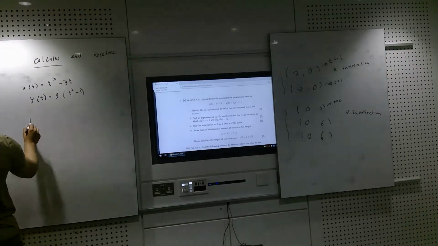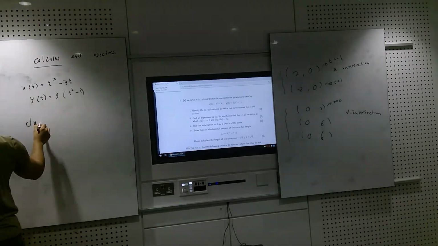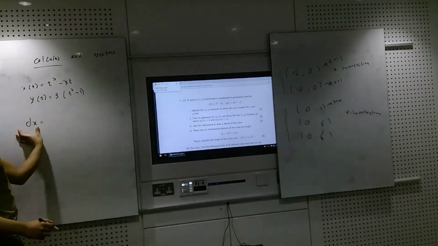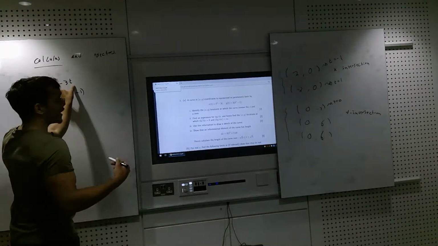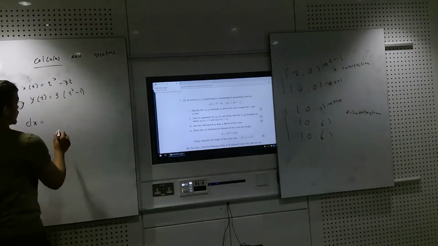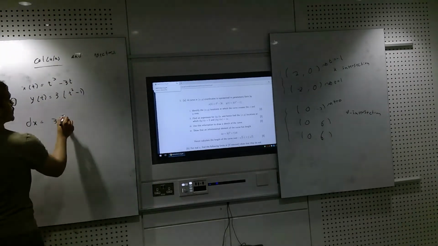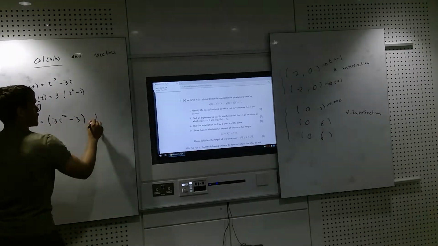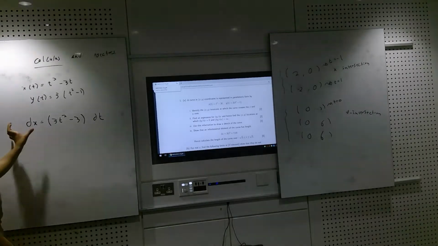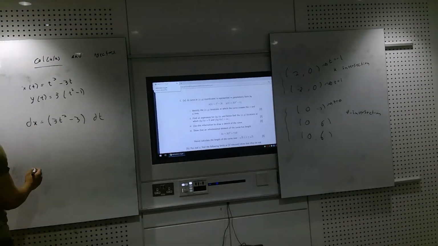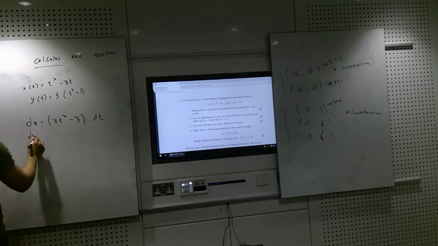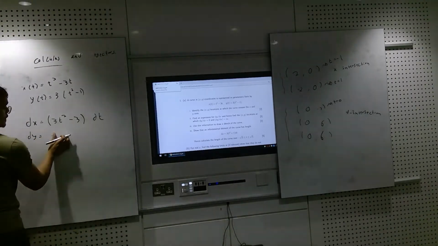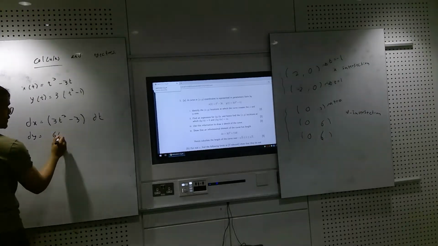You can actually find dx by differentiating. You just write dx and differentiate the right-hand side of x with respect to t. So it's 3t squared minus 3. That's dx divided by dt, and dy will be equal to 6t.